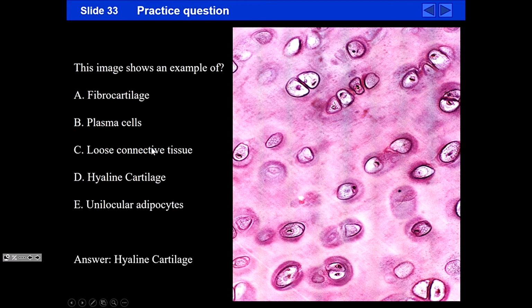It's not loose connective tissue, all right? Loose connective tissue would have a jumble of different types of cells, plasma cells, connective tissue components. It's not a unilocular adipocyte. These aren't fat cells. They'd be much bigger, right? A big fat cell. And you wouldn't see the nucleus in the center. The nucleus would be squeezed out at the perimeter if it was a fat cell. Okay, question?